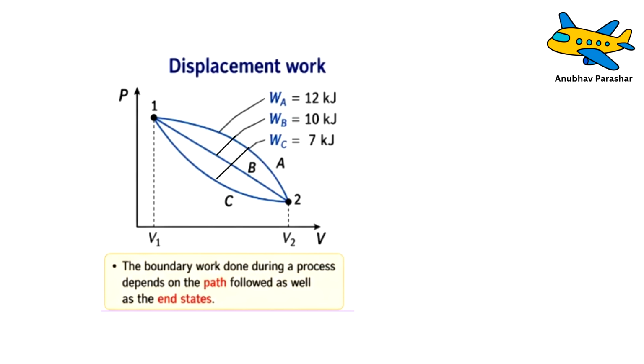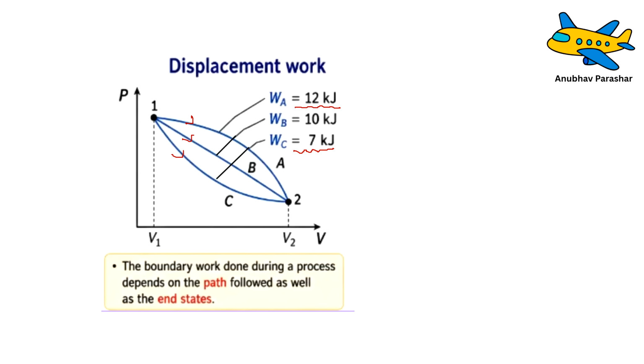Because you see the area under the curve in process A, B, C will be different, isn't it? Now it depends on the system coming from point 1 to point 2. The system is going from point 1 to point 2 by 3 different paths, A, B, and C. You can clearly see the area under the path of C will be lowest. So work done in case of C is the least. Work done in case of A is the highest, biggest. Why? Because the area under the curve is maximum.